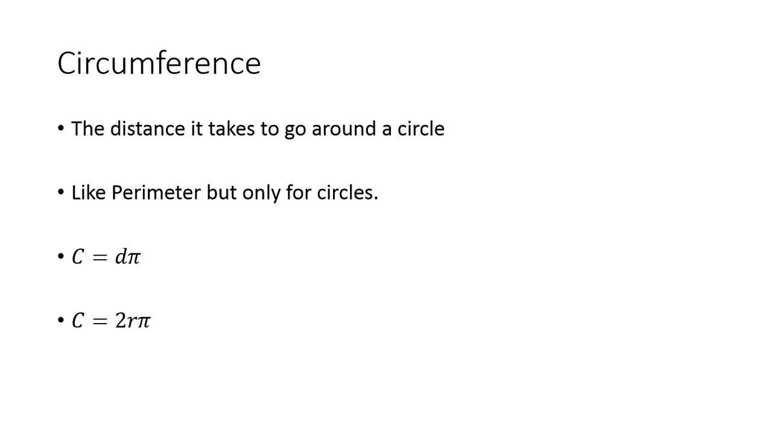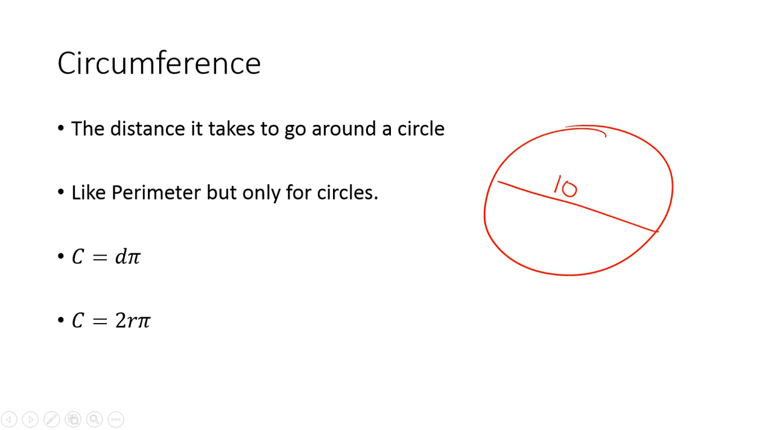If they use the phrase in terms of pi or exact, you just want to write what the diameter is and then write just pi. So let's say I have a circle and I have a diameter of 10. Okay, the diameter of 10.